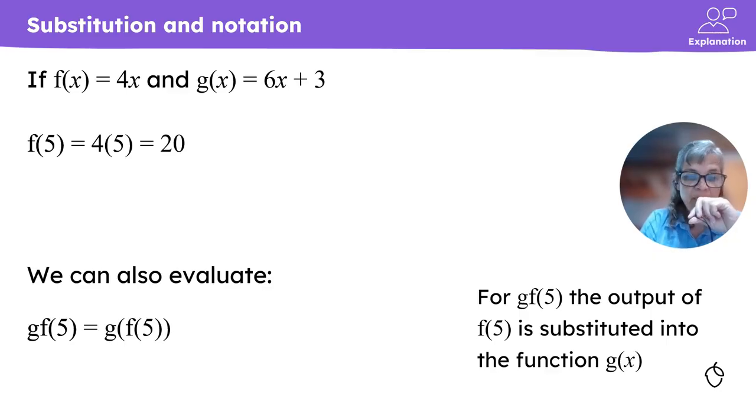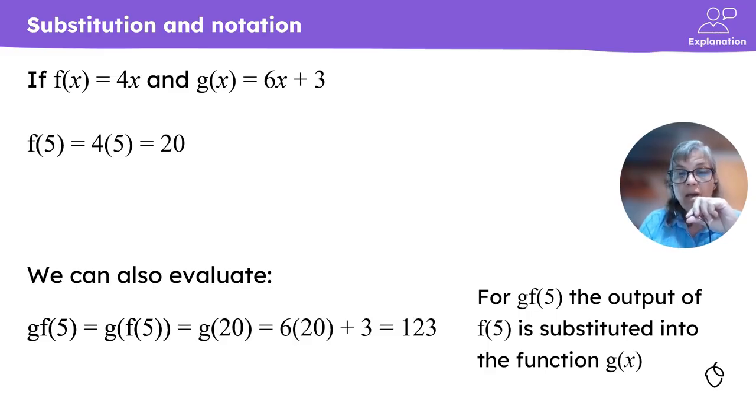If I put f of 5 into g, well, f of 5 we figured out above is 20. So what happens if I put 20 into the function g? Well, I get 6 times 20 plus 3. That gives me 123.